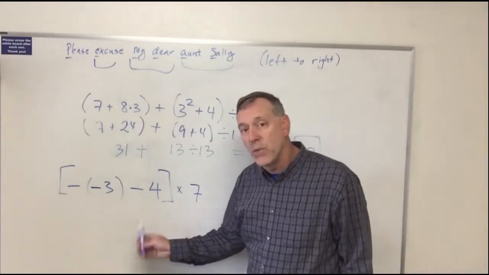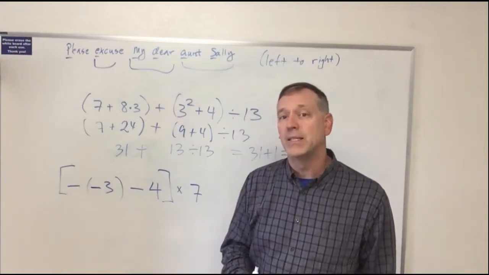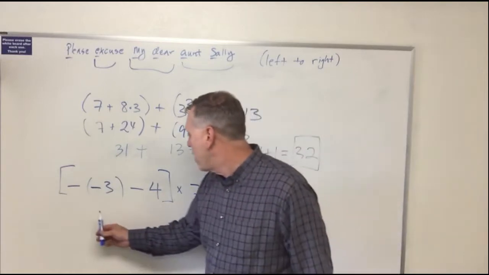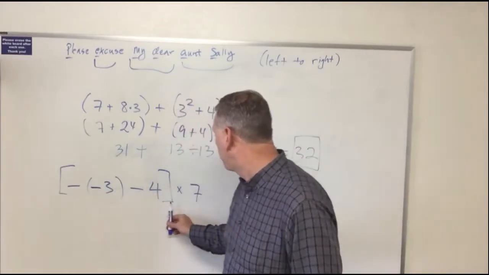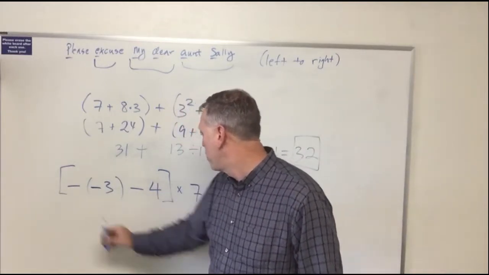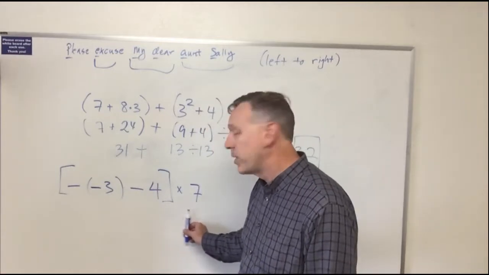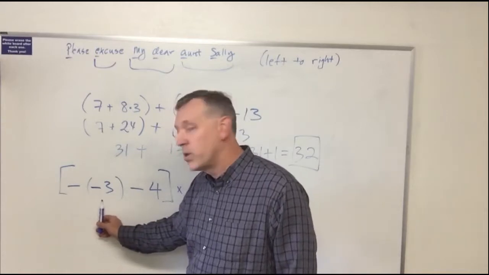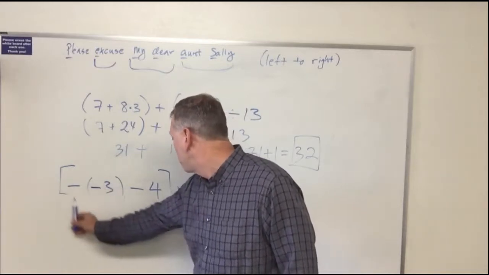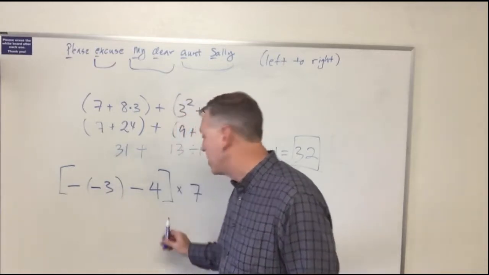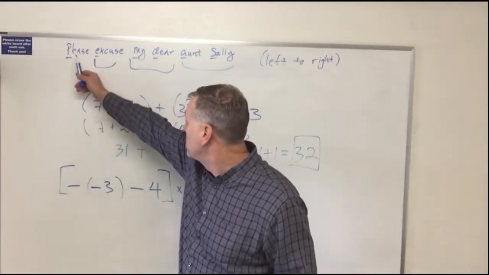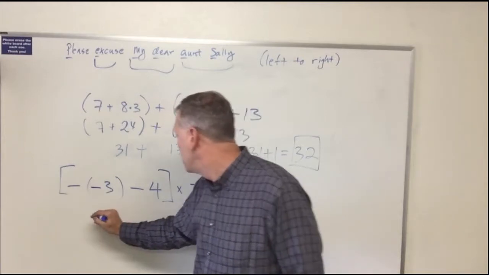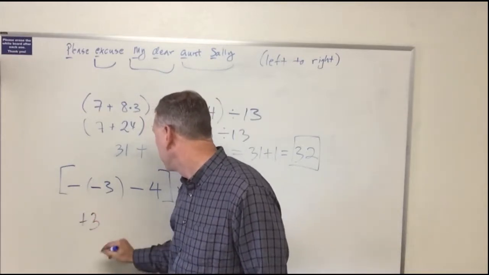Now, this sentence is simpler. I just want to emphasize that you have to be careful with minus signs. So here we have a large paren, we have a smaller paren, and we have a multiplication outside of the bigger paren. So we have minus a minus 3. So we start here in this paren inside the bigger parentheses. So please, excuse my dear Aunt Sally, we start with please. Minus a minus 3 is a positive 3.